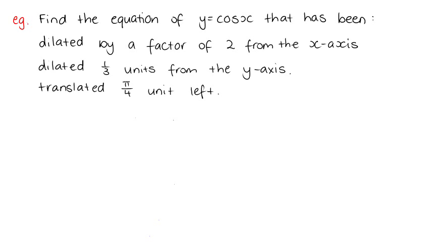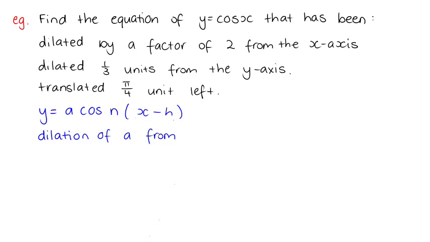Right, so our basic equation is y equals a cosine n(x minus h). It's a dilation of a from the x-axis, a dilation of 1/n from the y-axis, and then h is the translation.